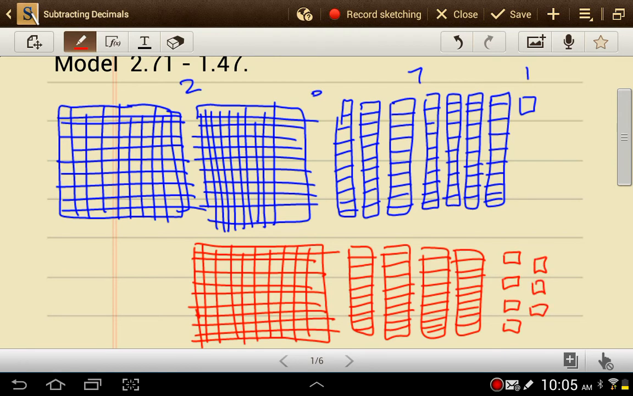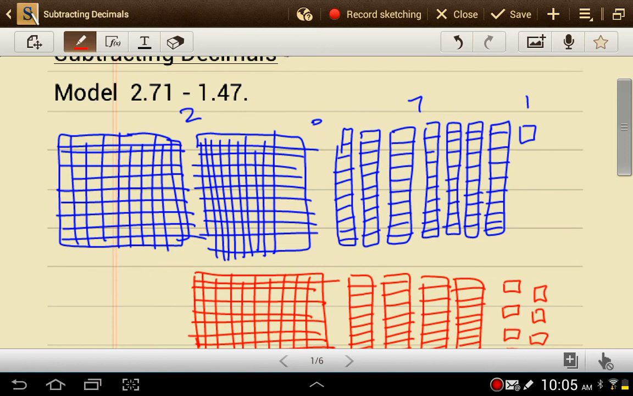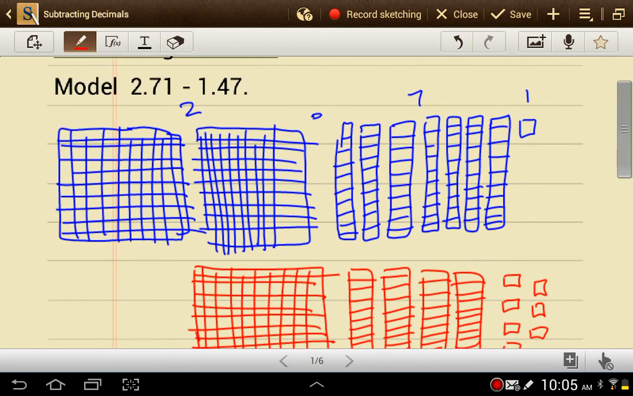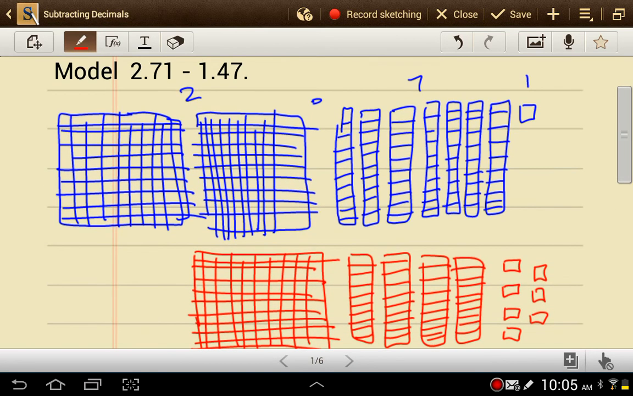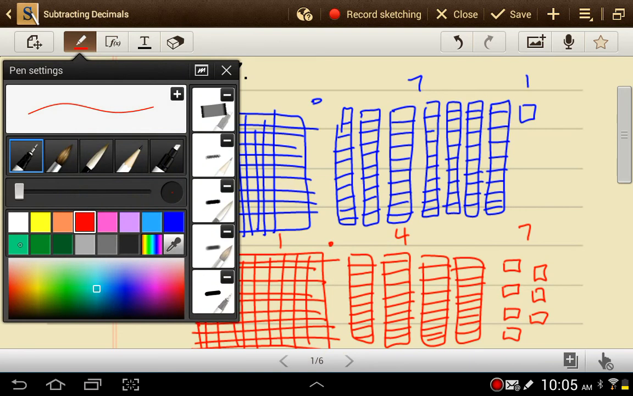Okay, now I'm going to subtract. I can use my modeling to help. I'm going to start with my smaller amounts. First, I'm subtracting 1.47 from 2.71. Now I'm going to switch colors to a green here to illustrate this.